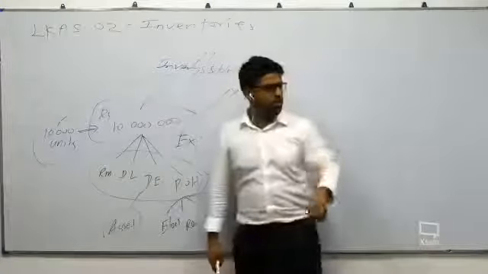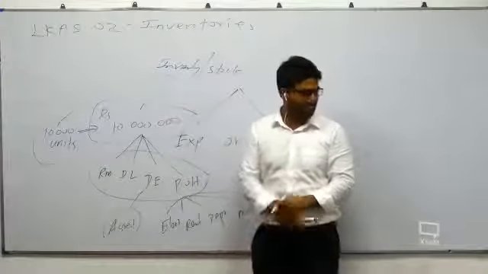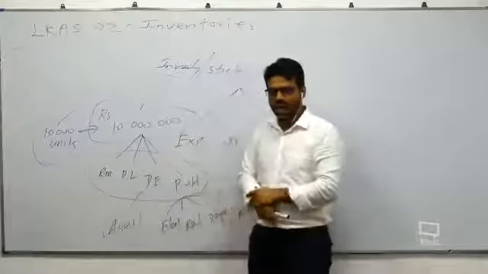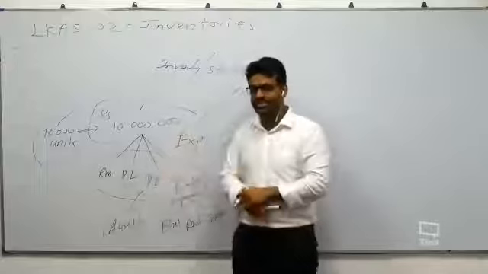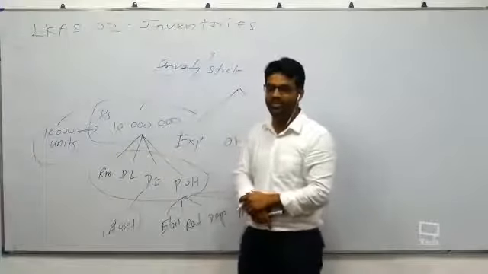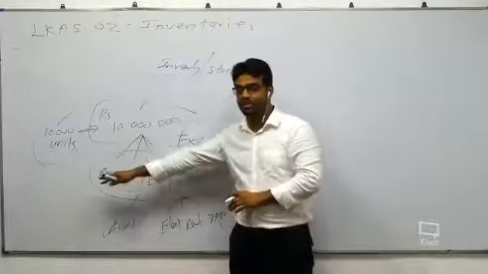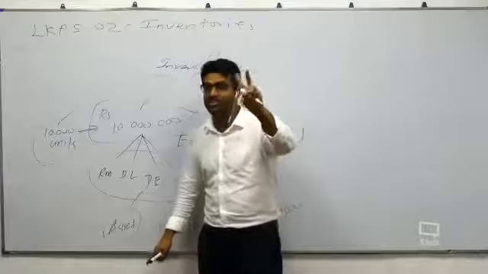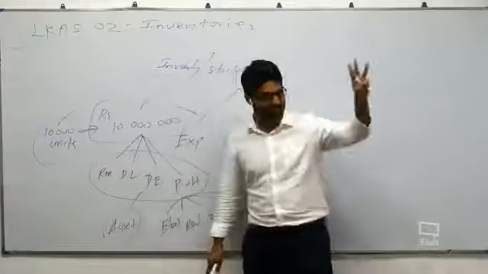If you ask me now, what is the cost of the goods? What is the inventory value? The inventory value is 10 million. What does that 10 million include? Factory electricity, factory water bill, factory telephone bill, factory rent, factory insurance, right? Raw material expenses. The three elements included: cost of purchase, cost of conversion, and other costs.